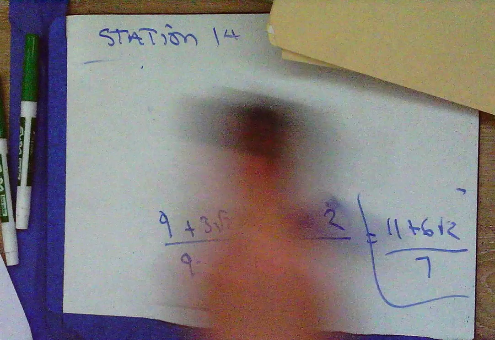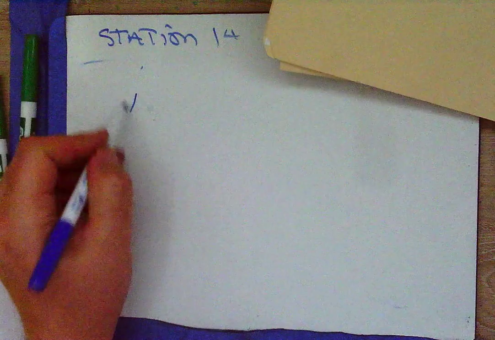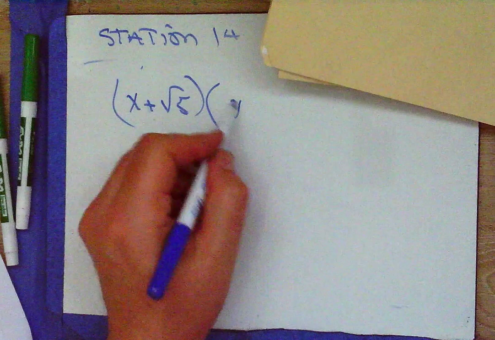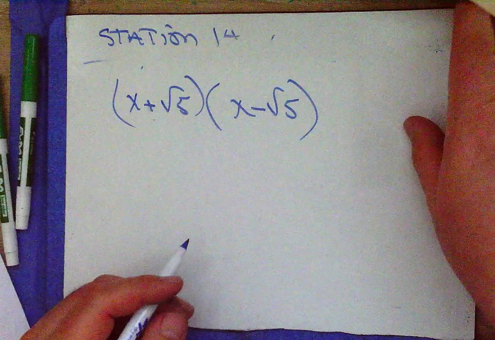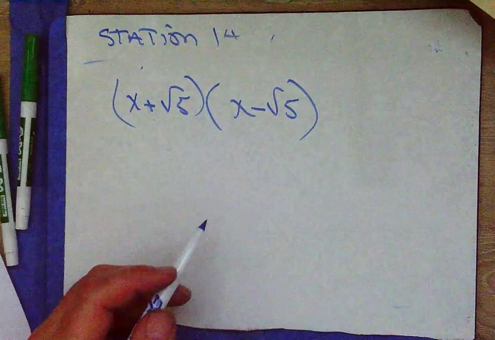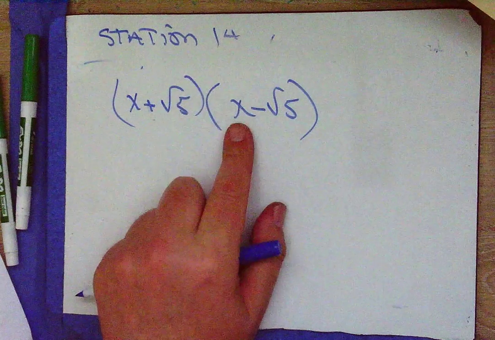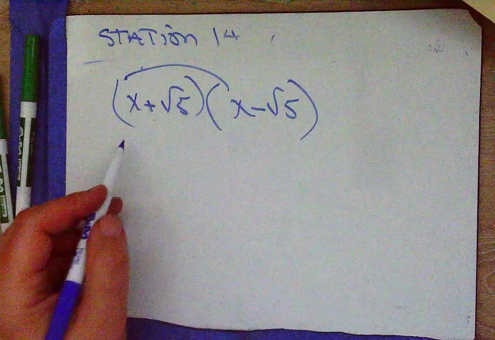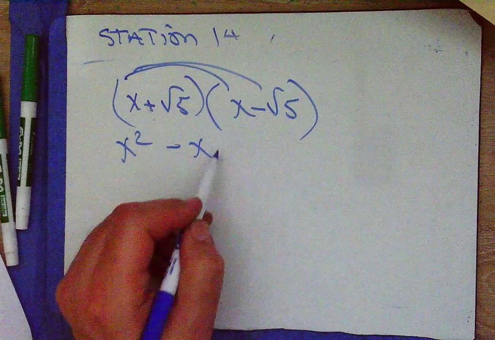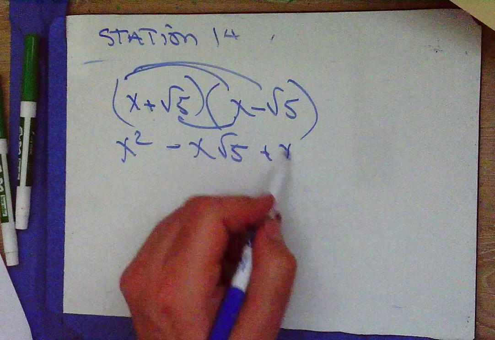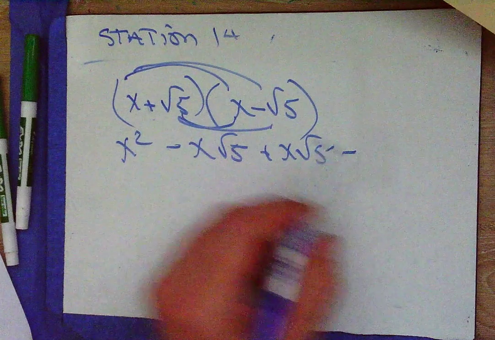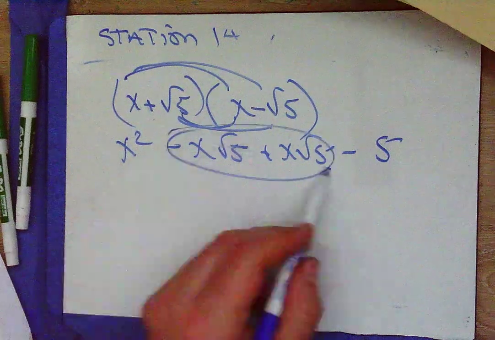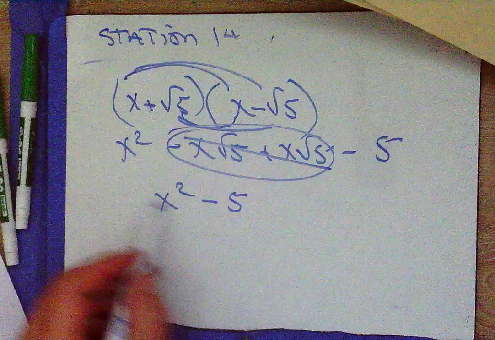And finally, we've got some FOILing, x plus root 5 times x minus root 5. This is a difference of squares, and I really would love it if you knew that a difference of squares is always going to be this one squared minus this one squared. But just in case, x squared minus x root 5 plus x root 5 minus root 5 times root 5 is 5. These are opposites, so they cancel, and we get x squared minus 5.